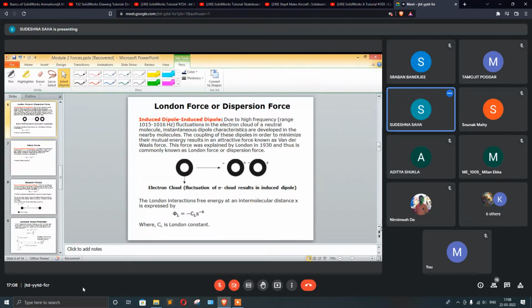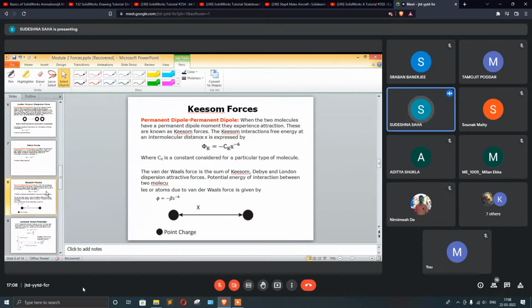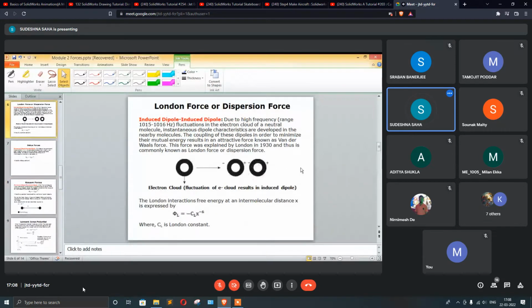Okay, so London forces are mainly generated due to induced dipole interaction, whereas the Debye force is mostly due to permanent dipole and induced dipole interaction, and the Keesom force is mostly for permanent dipole interaction. Whenever I am talking about the induced dipole, that means there are no charges present at the surface at the beginning.